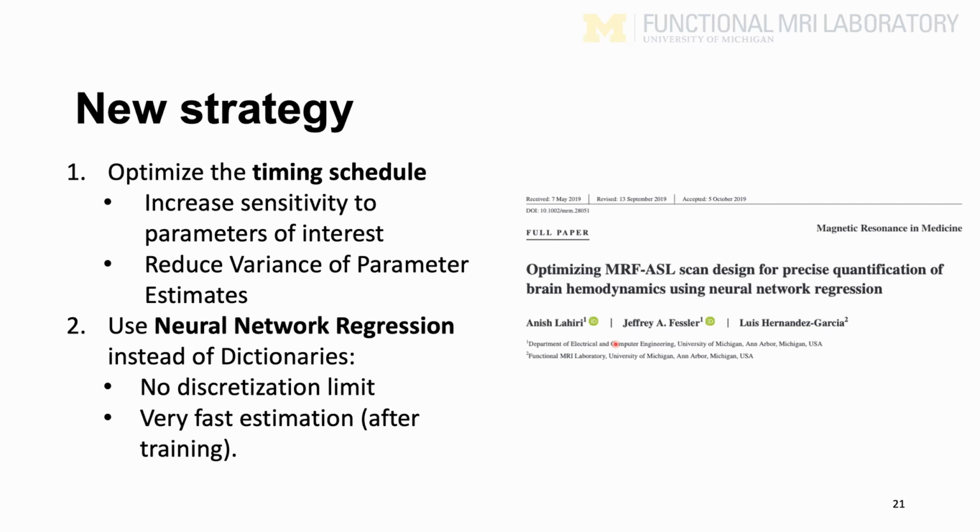And then let's just ditch dictionary matching and see if we can use neural network regression, because it's not going to have these discretization limits, and they're very fast. Once you've got them trained, they give you very fast response. The next stuff that I'm going to tell you about is from this paper that we published on the subject, in this reference here.